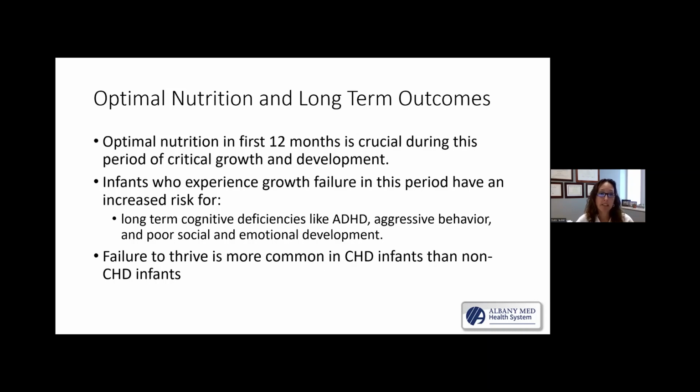So really optimizing nutrition in the first 12 months is crucial to making sure that these infants grow and develop appropriately. And this first year of life is very critical to that time period. So infants who experience growth failure during this time have an increased risk for long-term cognitive deficiencies like attention deficit hyperactivity disorder, forms of aggressive behavior, and poor social and emotional development. And failure to thrive is more common in infants with congenital heart disease than non-heart disease infants for all the reasons that I've mentioned before.